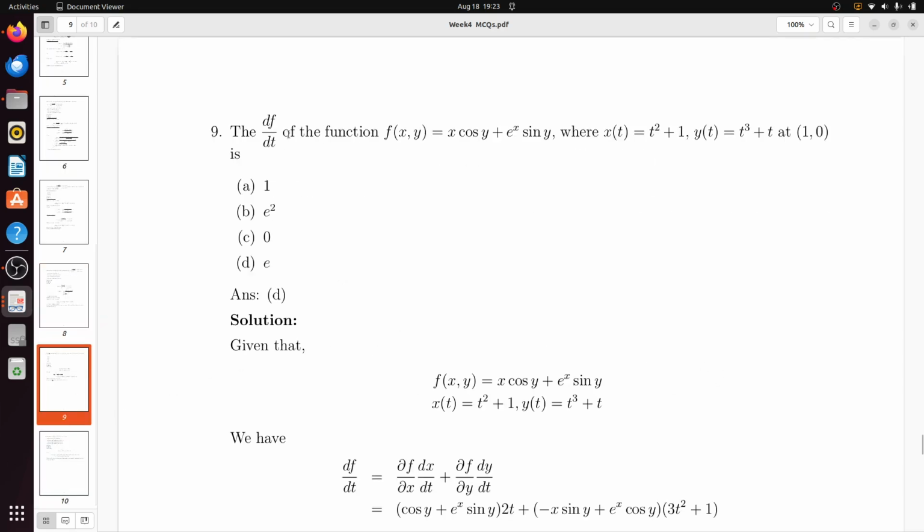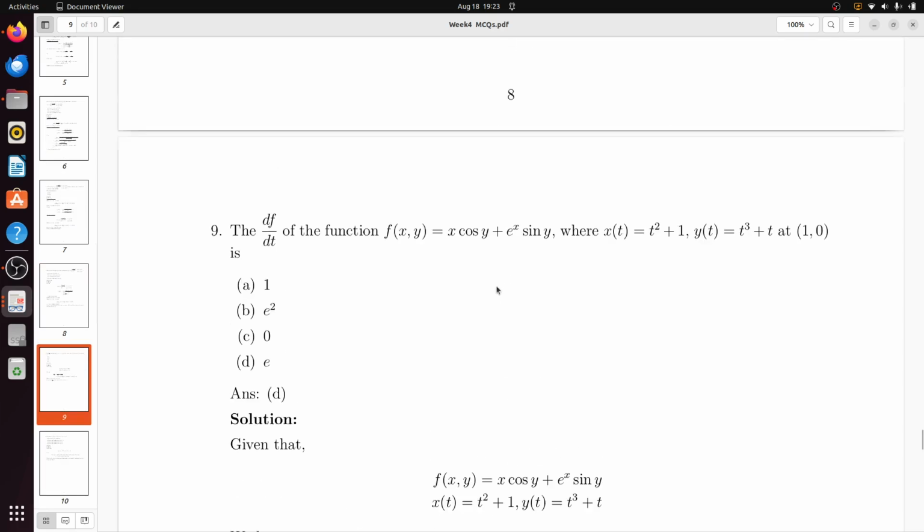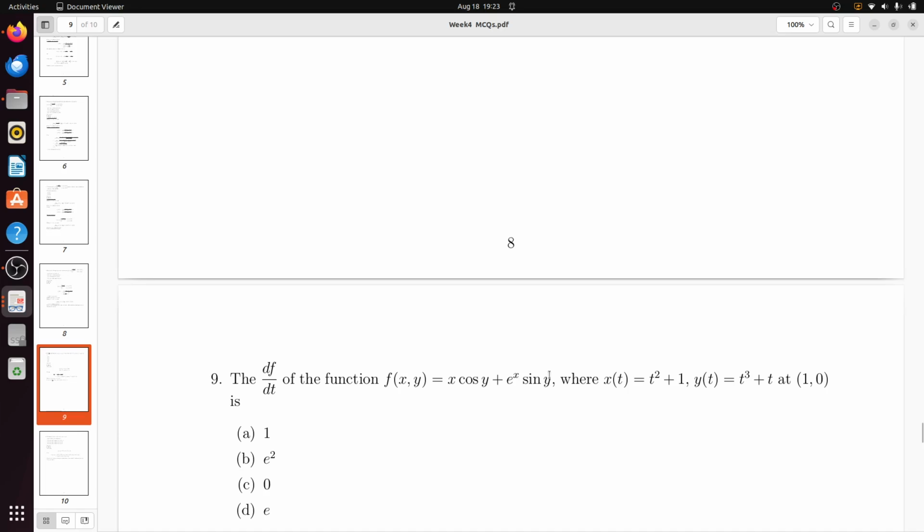Next, we need to determine df/dt of the function f(x,y) = x cos y plus e to the power x sin y, where x(t) equal to t square plus 1, y(t) equal to t cube plus t, at (1, 0). The df/dt of this function at (1, 0) is 1 square 0 e.